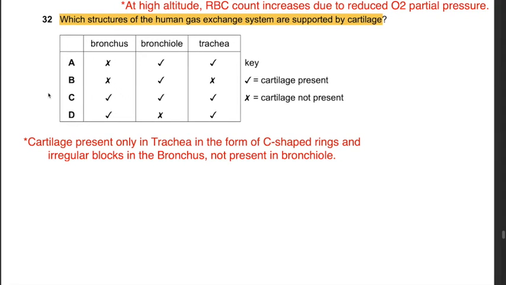Question 32. Which structures of the human gas exchange system are supported by cartilage? The key thing to remember here is that cartilage is only present in the trachea and bronchus and not in the bronchiole. In the trachea, it is present in the form of C-shaped rings, and in the bronchus it is present in the form of irregular blocks or irregular plates of cartilage. Since the bronchiole doesn't have cartilage, the answer is D.